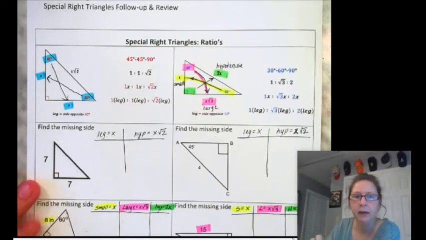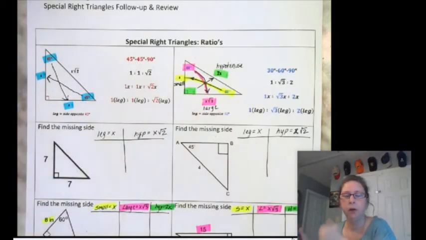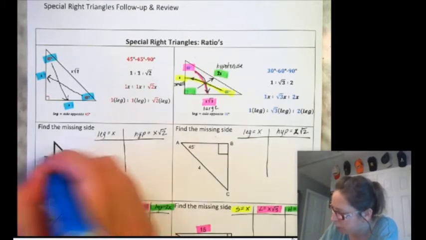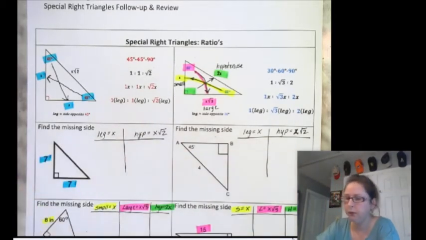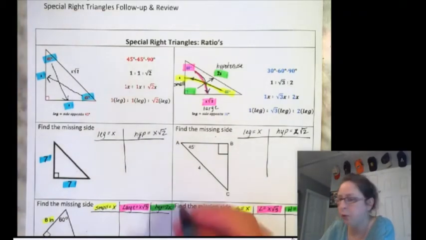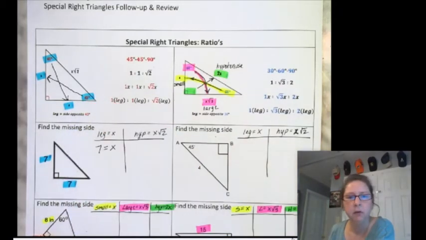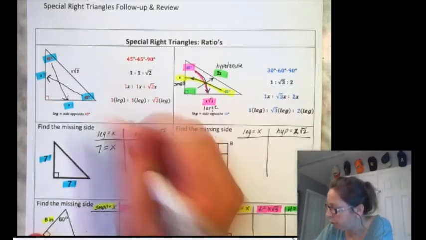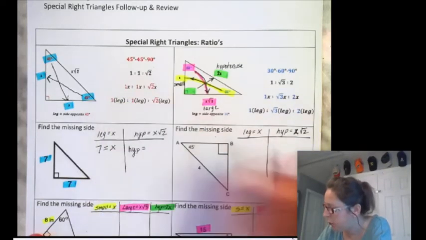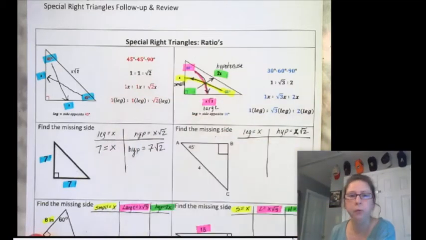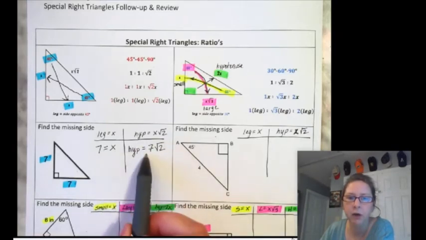So let's look at example number 1 here. The hypotenuse is here. So what I have are my legs, okay, opposite the 45-degree angles. So what that means is that I know that the leg is 7, and so that equals x. So I already know x equals 7, so let's plug in: the hypotenuse is going to equal, and I'm going to replace that x with a 7, 7√2, and I'm finished. Okay, so I had to identify the x and then plug it into this ratio.